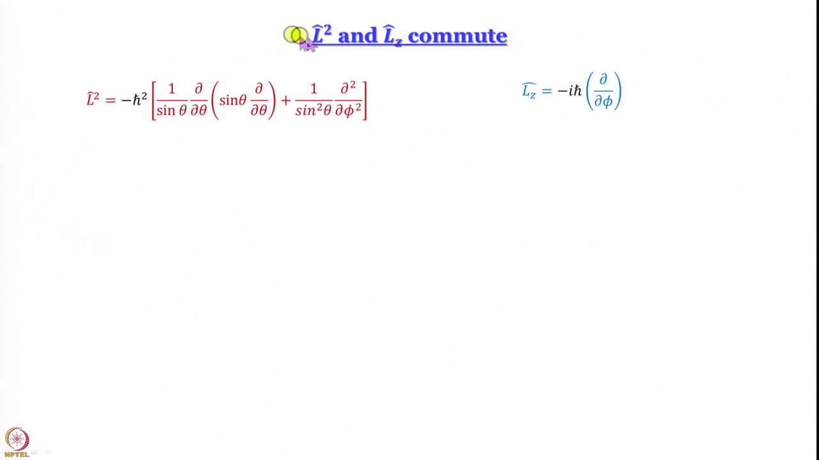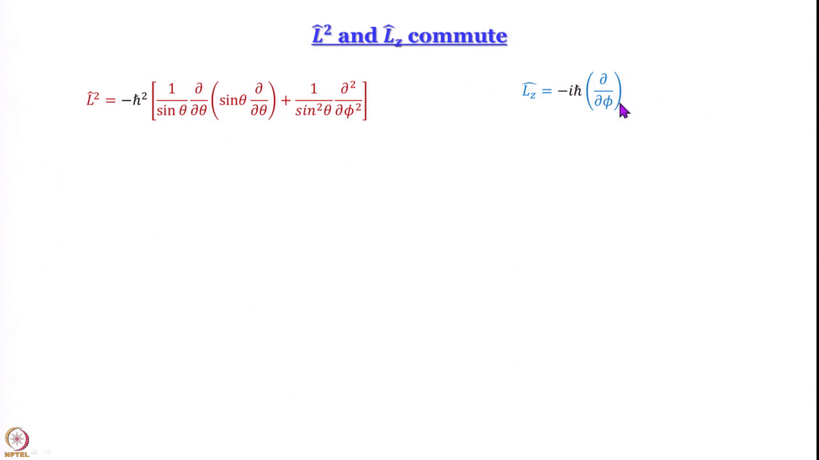This is the L square operator as promised, minus h cross square, 1 by sin theta del del theta operating on sin theta del del theta, plus 1 by sin square theta del 2 del phi 2. And the moment you see this, you will remember perhaps that we have already encountered this when we talked about the rigid rotor, right? In fact, you would remember that this, modified just a little, finds its place as the Hamiltonian of the rigid rotor system. And Lz also is something that we know.